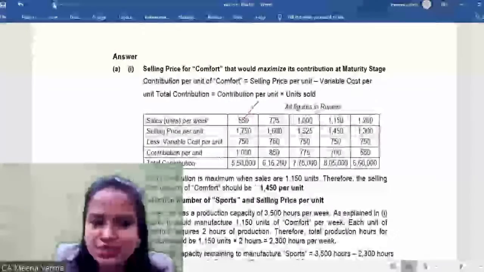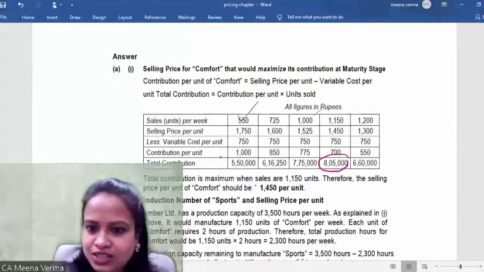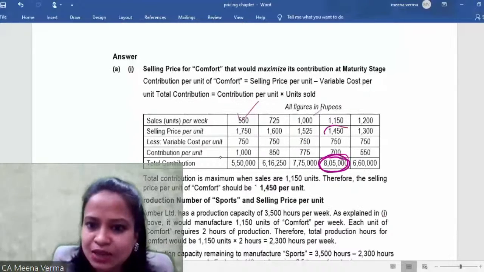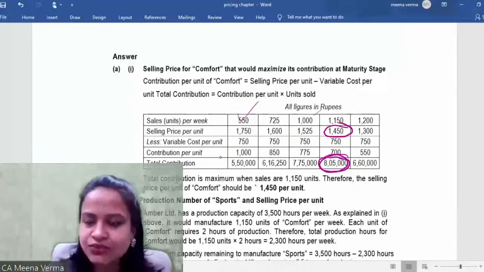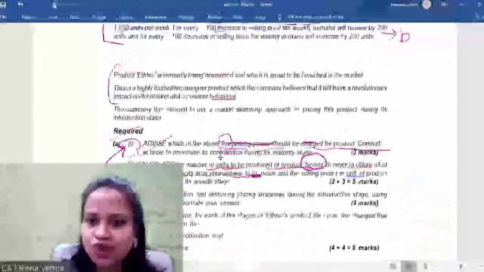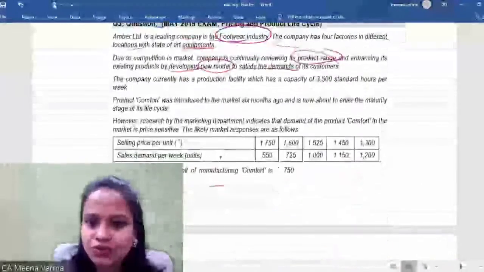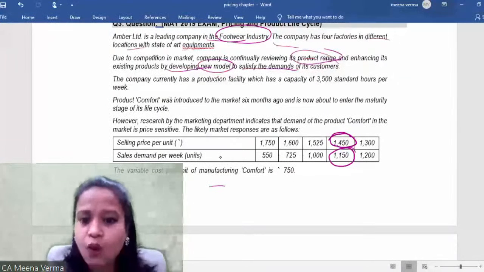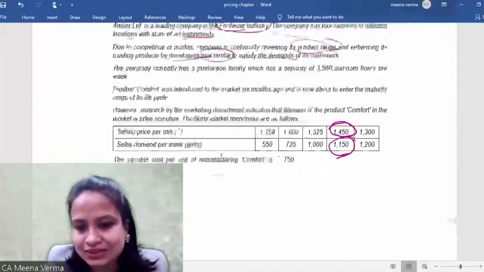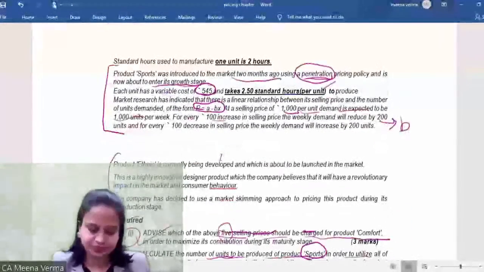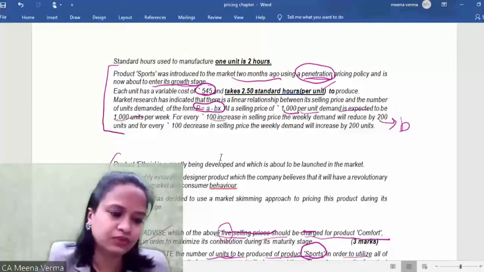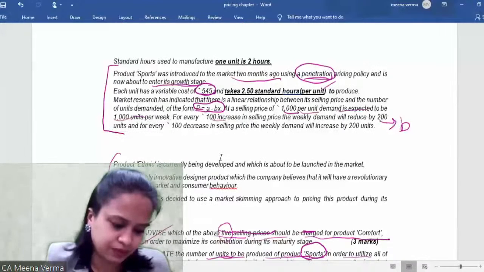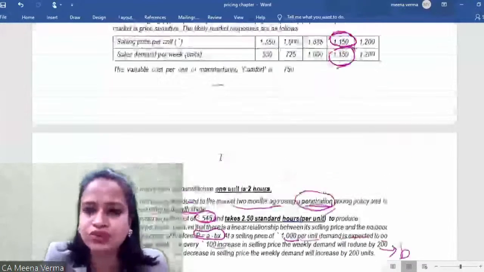I'm going straight to the answer. I will see the place where they have the maximum contribution. This is the place where they have maximum contribution, and at this place the selling price per unit is 1450. At 1450 selling price, they have the maximum contribution. 1150 units they will sell. I think it is correct.